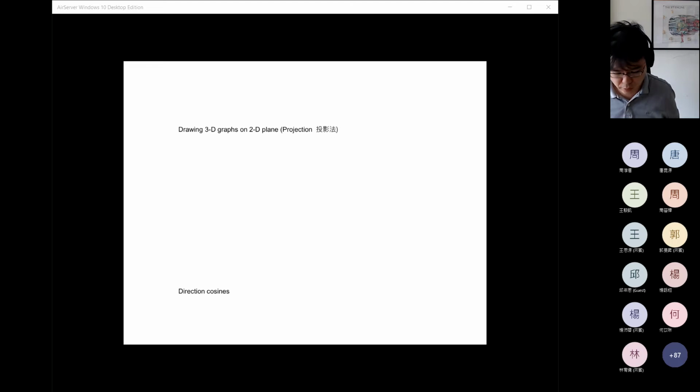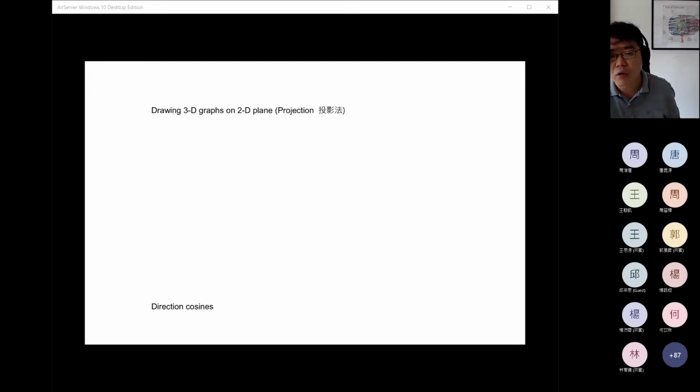But let's do one thing. How can we draw 3D graphs, or how do we draw 3D objects on a 2D plane? It sounds simple, but it is not. Actually, in the computer games you play every day, unless you have a 3D monitor, the computer is doing this every second. Computer games always do this because you have 3D figures, but they are shown on a 2D screen, a 2D monitor.